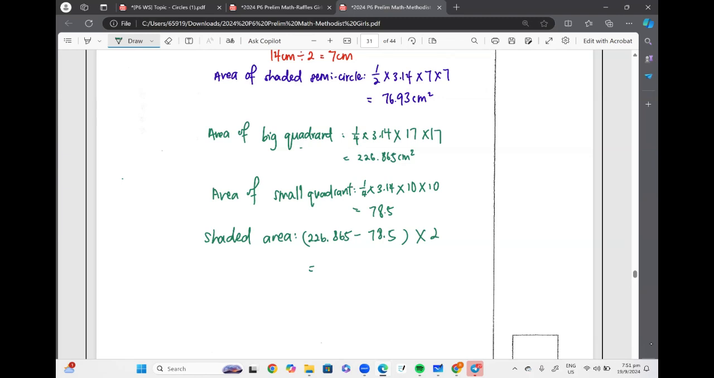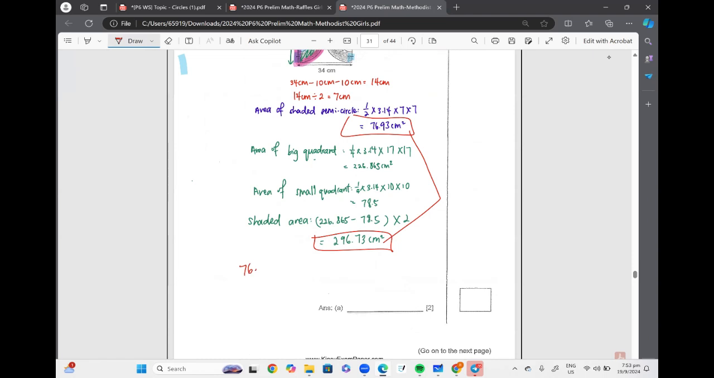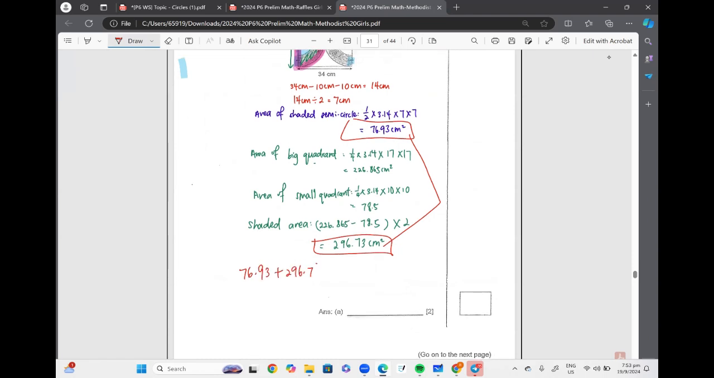And I'll get to an answer of 296.73 cm squared. And my final step, all I have to do is just add these two together, right? And what is that? That will be 76.93 plus 296.73, which gives me an answer of 373.66 cm squared. And that is my answer to this question. And I'll write it here. And ta-da! Thank you.